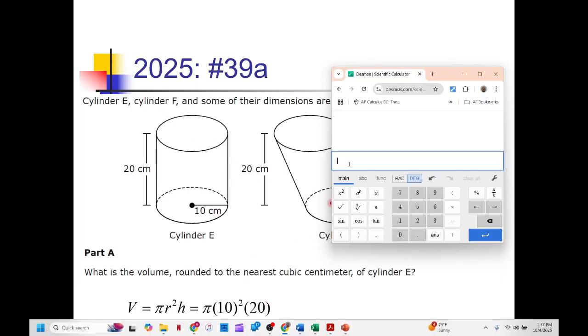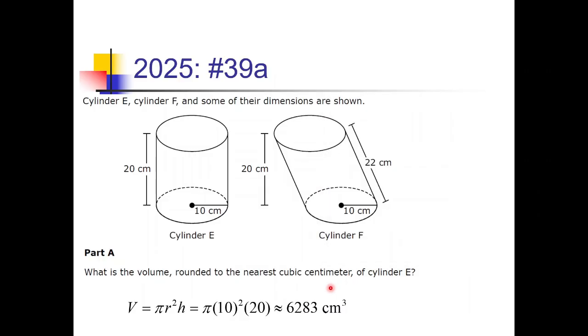So going ahead and doing that, let me write in pi for pi, or you could just write 3.14. And then we're doing 10 squared times 20, and that's approximately 6,283 cubic centimeters.